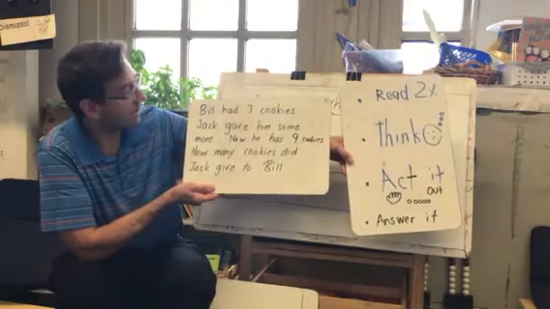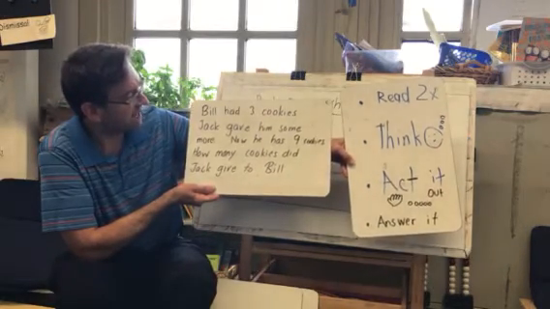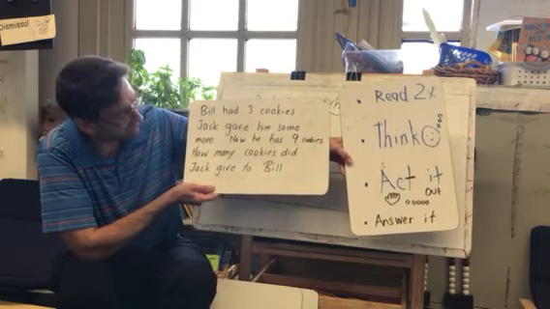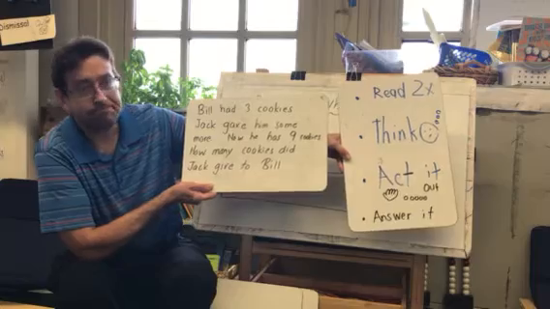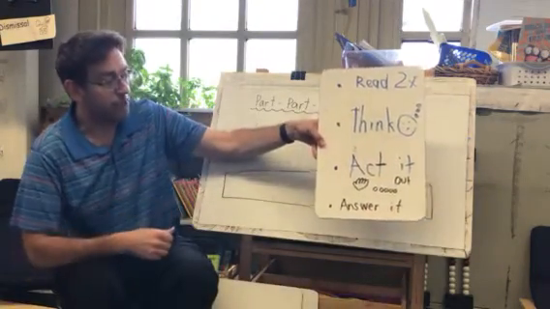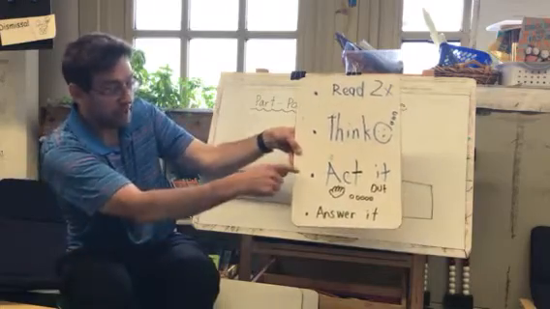All right, I'm going to read it again. Bill had 3 cookies. Jack gave him some more. Now he has 9 cookies. How many cookies did Jack give to Bill? I'm going to think about it right there. All right, now I have to act it out.